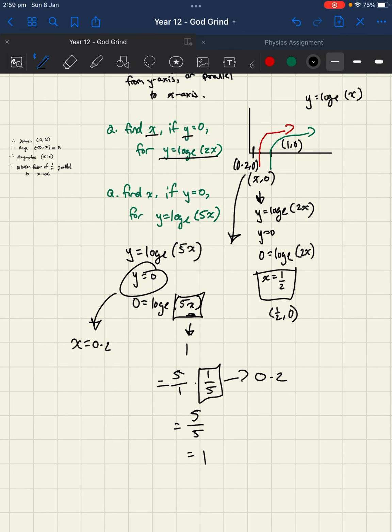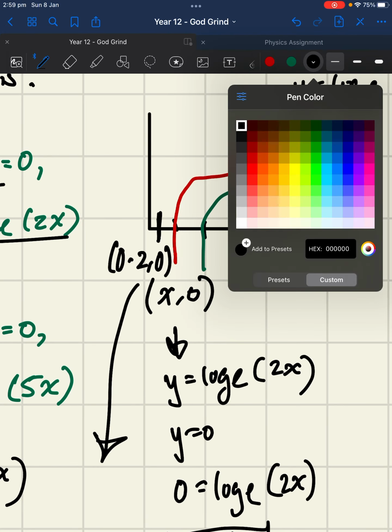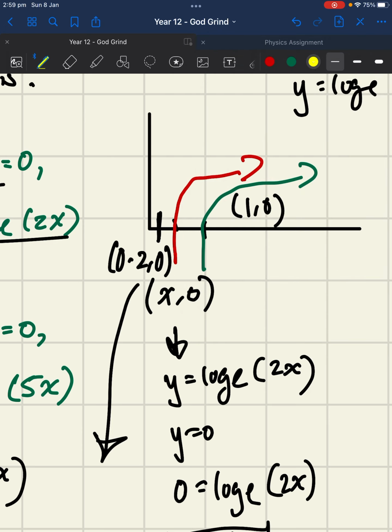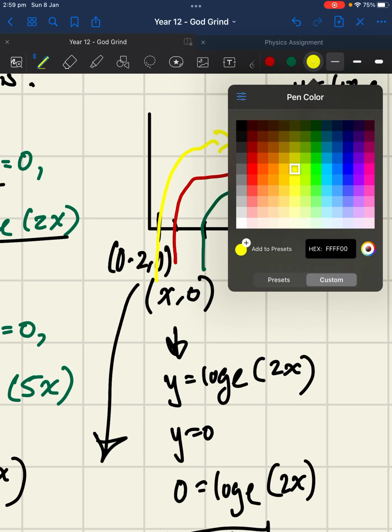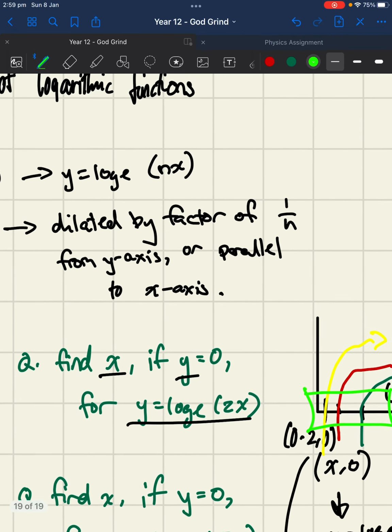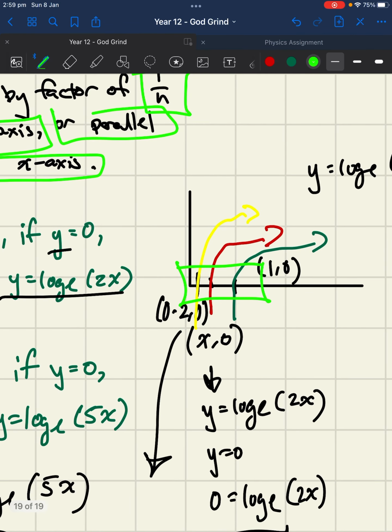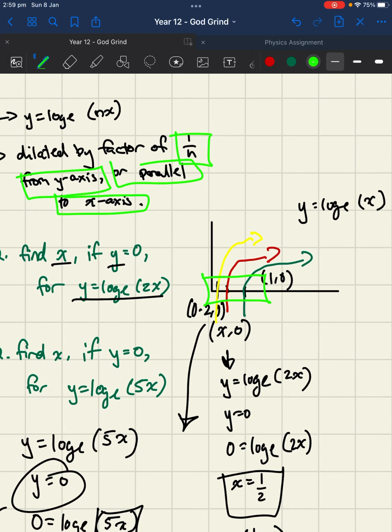It's just simple multiplication if you think about it. But basically, this graph of y equals log e of 5x will pass through the x-axis at 0.2. So now we can identify that the dilation factor of 1 over n, which is the coefficient in front of x, from the y-axis or parallel to the x-axis, will in fact change the position at which it passes through the x-axis.